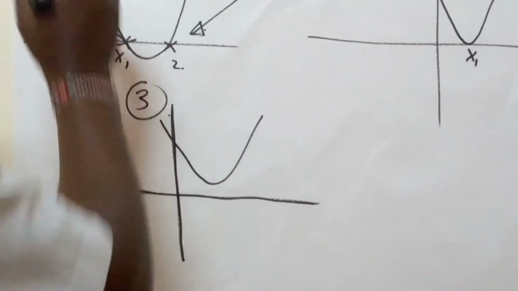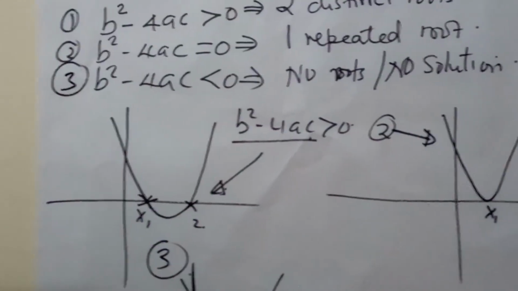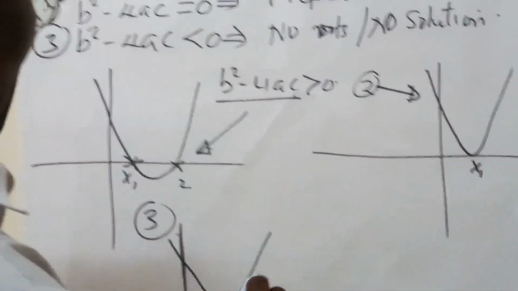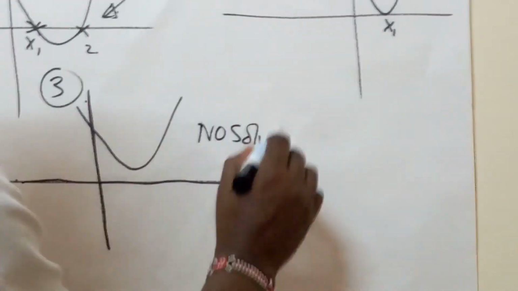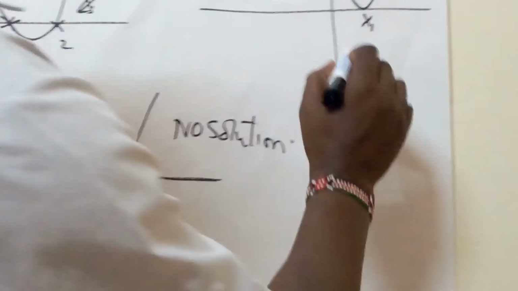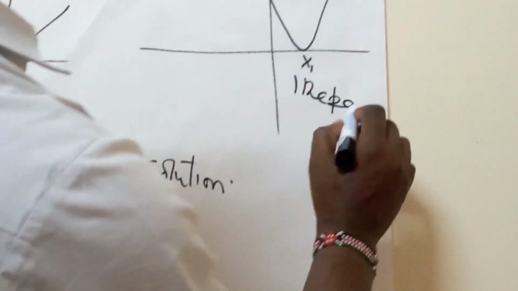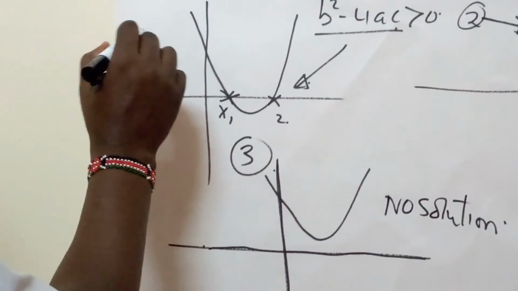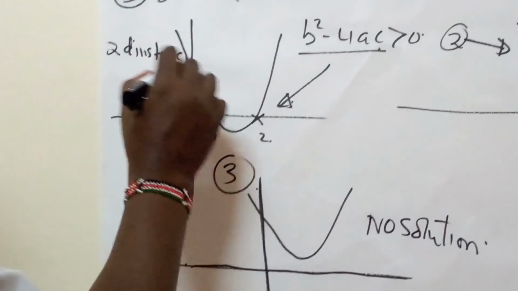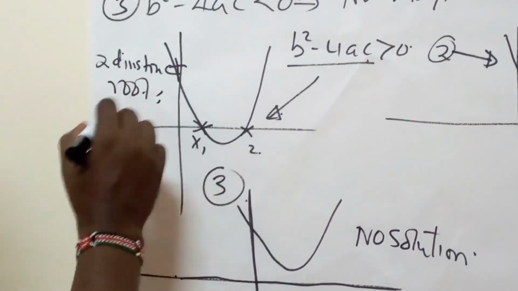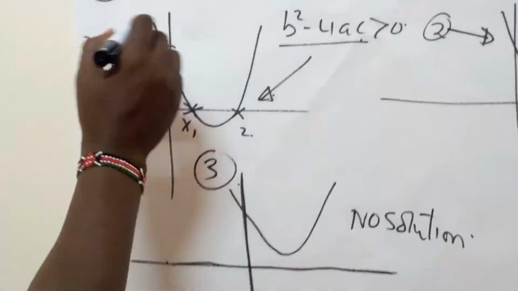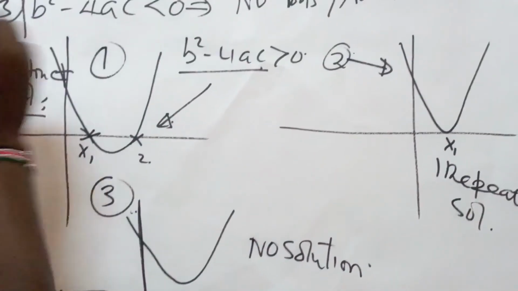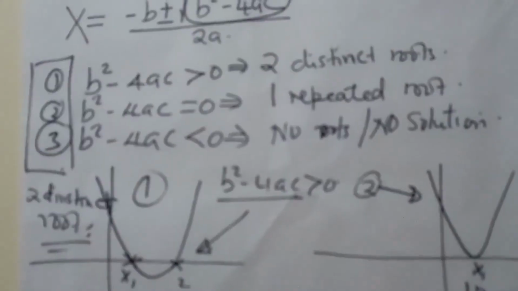Now in case 3 here, the graph does not touch the x-axis anywhere, so we have no solutions. This one talks about no solution. This is one repeated solution, and these are two distinct roots. Of course, please note this is case number 1, this is case number 2, and this is case number 3, as highlighted in the information there.